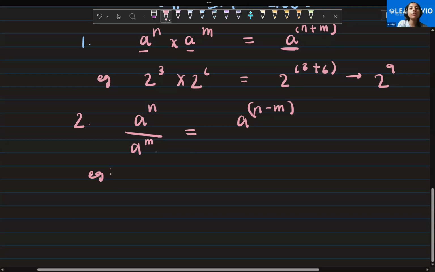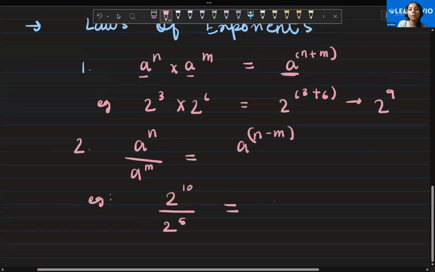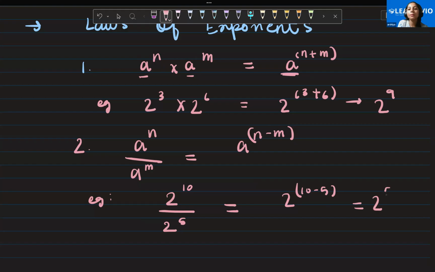Can you solve this one, instead of me solving it: 2 raised to the power of 10 upon 2 raised to the power of 5? Ma'am, it will be 2 to the power of 5. Very good. We're just subtracting the powers, 10 minus 5, which will be 2 raised to the power of 5.